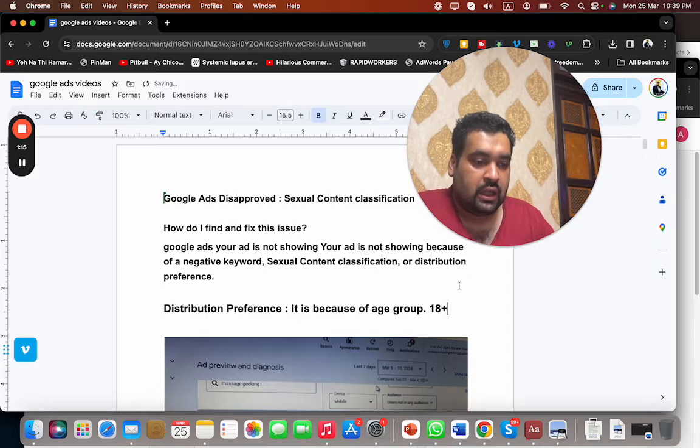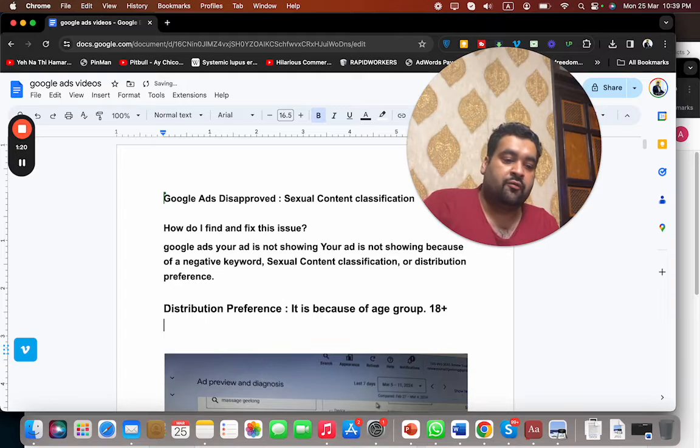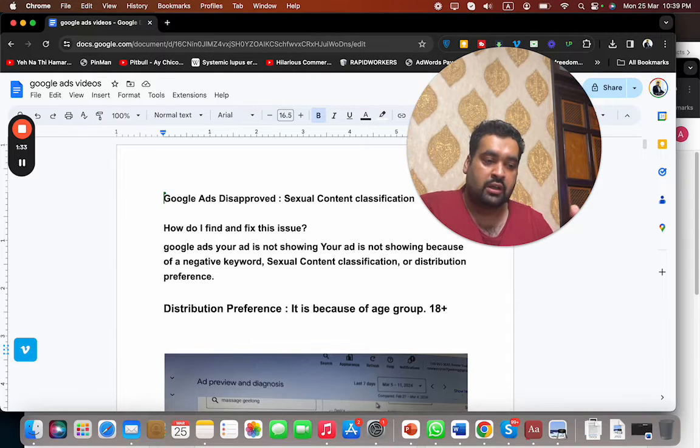If your ad is being disapproved due to a negative keyword being called a sexual content classification, it means that one of the keywords is related to the adult industry, and that is not approved to run. That is why you have to sort it out, because you are targeting massage keywords, the massage niche. So you have to be very cautious about what's in the borderline and what's out of the borderline. If you show me the keywords, I can easily tell you. But if the word is very abusive or sexually appealing, then your ad will be disapproved.